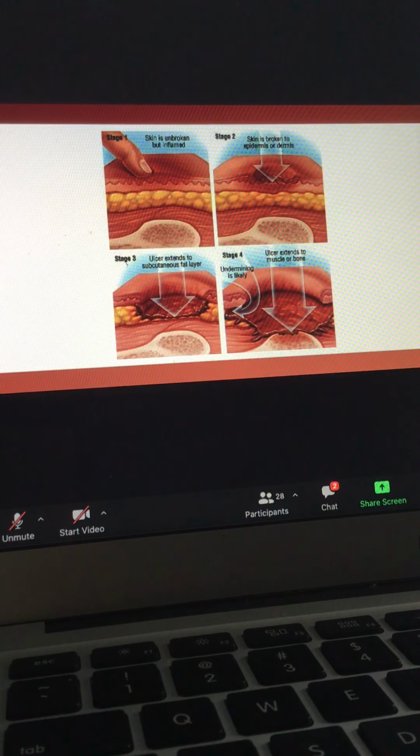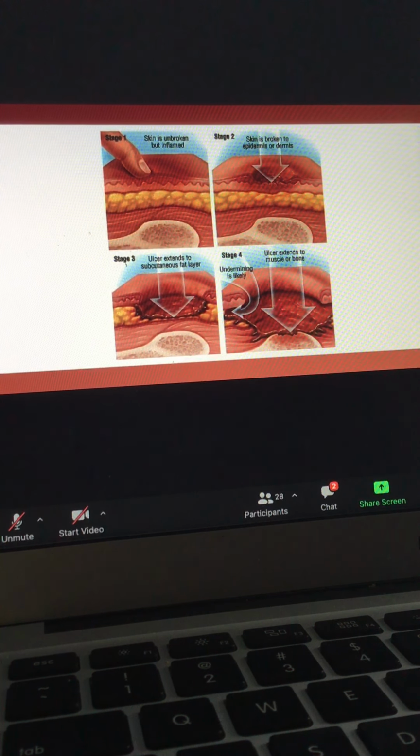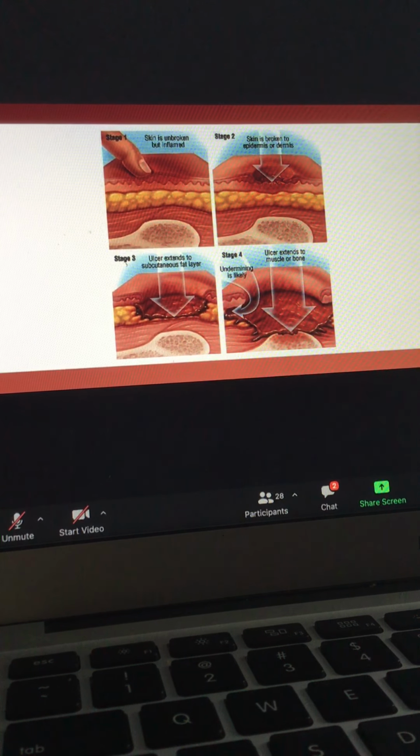Typically, and you can try this on your skin, put pressure on your skin, it will turn pale. If you let go, the circulation goes back and it returns to your original color. That is what we call a blanching test. So a non-blanching erythema is considered a pressure-related injury. That can be a sign of stage 1.